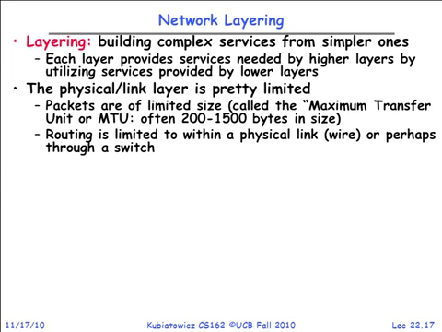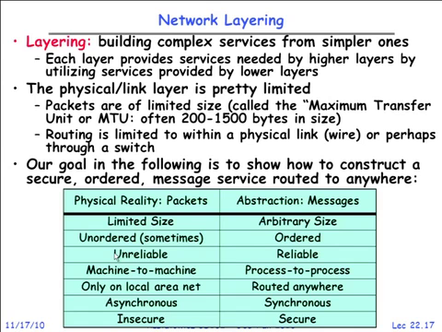We want to try to turn this into an abstraction that's useful to us. So our physical reality might be that packets are limited size, they're unordered, which means that maybe they arrive in a different order than you send them. They're unreliable, meaning they either don't show up at the other side or they show up and they're corrupted. The physical reality of the link level is it's only machine to machine. Remember, we started out this lecture with point to point. So at best, over the link, I can send a message to the machine I'm immediately connected to.